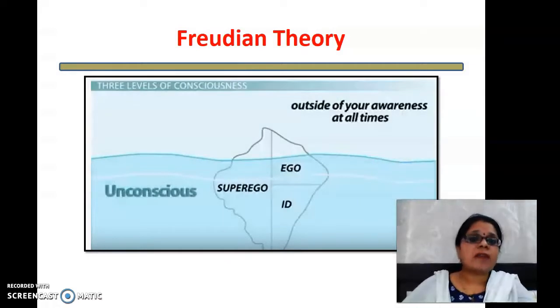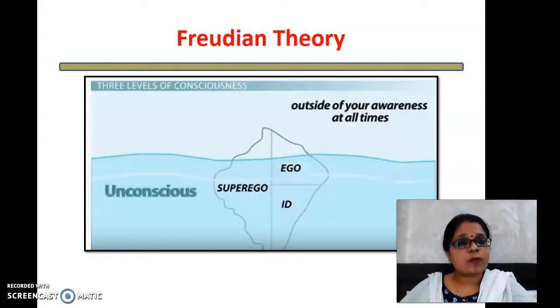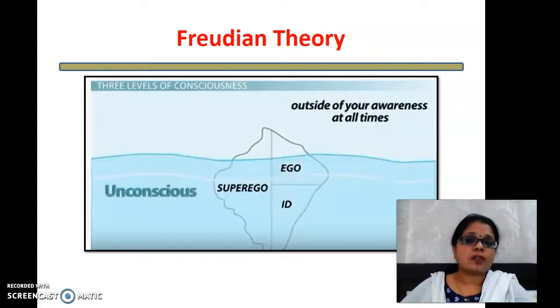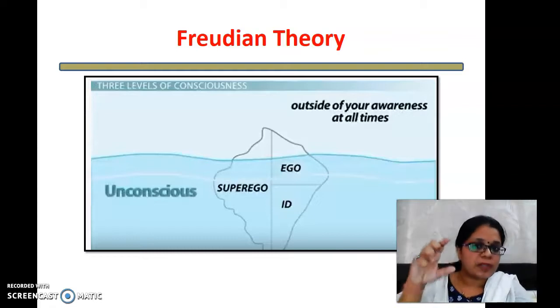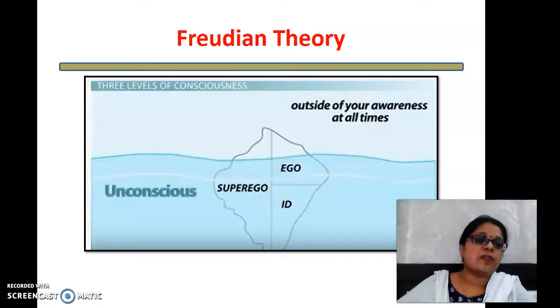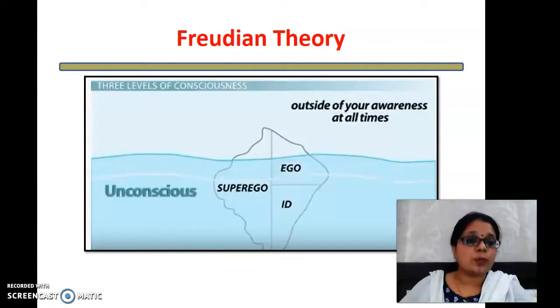So Freud has divided the entire consciousness of a human into three parts. The first is the unconscious mind. If you look at the picture of the iceberg itself, 20% is visible at the upper side. The unconscious is outside of our awareness at all times, and as you can see, it is very deep inside. Even we are not very aware of what we have in our unconscious mind.